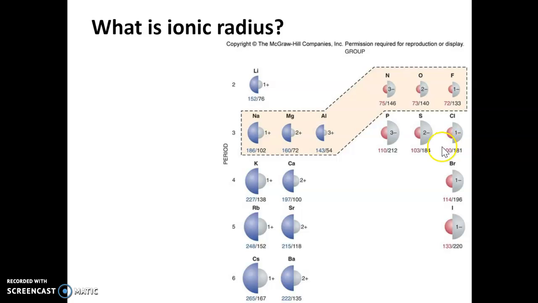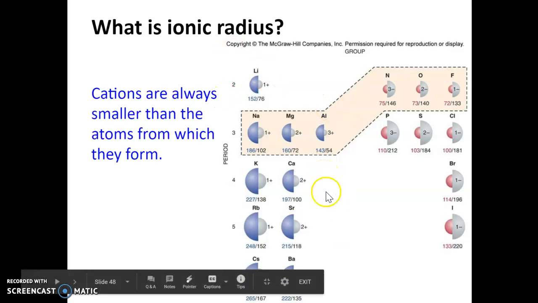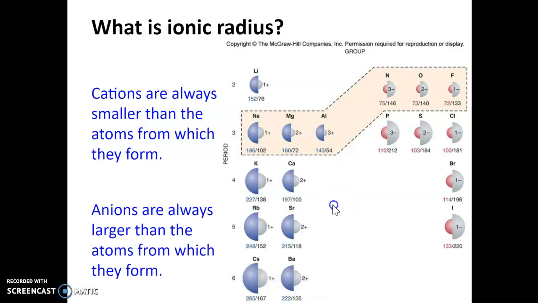On the other side, when we're adding electrons to get to a full energy level, because you're adding more electrons, it's harder for the nucleus to hold on as tight. So even though they're not gaining an energy level, they're still gaining stuff, so they get bigger. I think it's pretty easy to remember. Anions gained electrons, so they got bigger. Cations lose electrons, so they get smaller. So cations are always smaller than the atoms from which they form, and anions are always larger than the atoms from which they form. Boom, that's it, y'all.